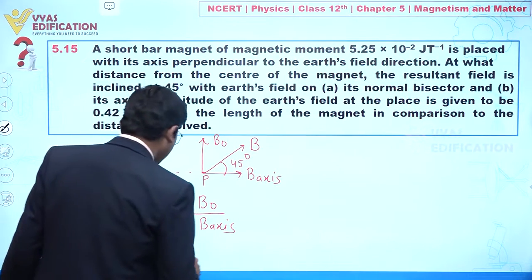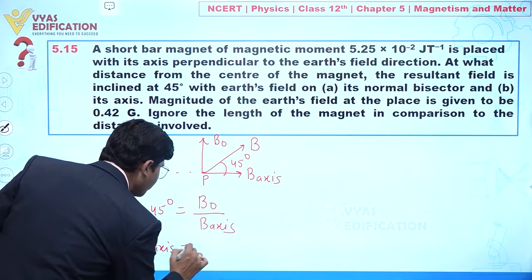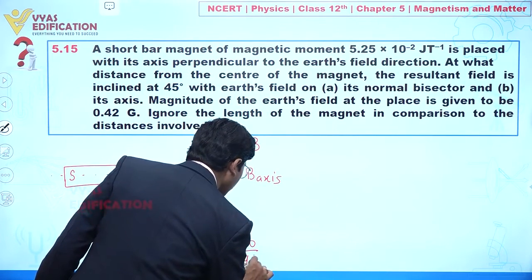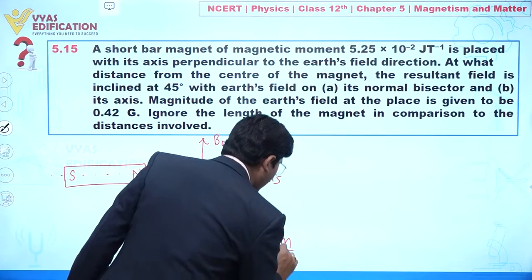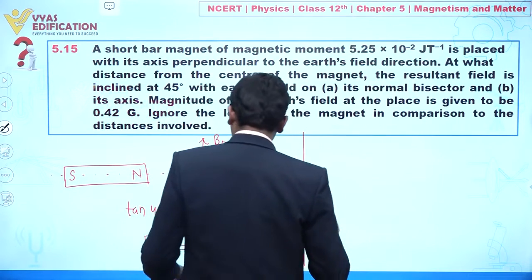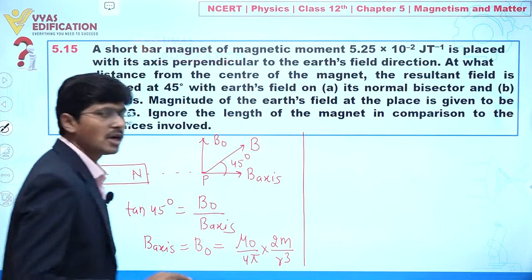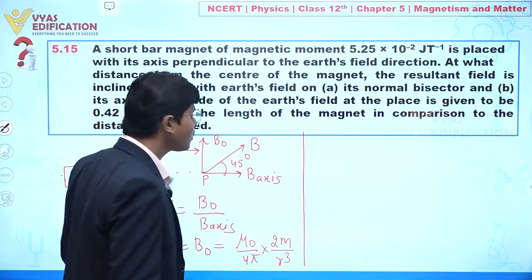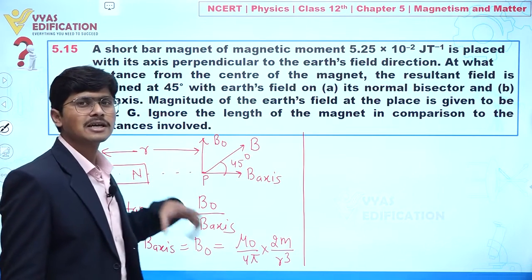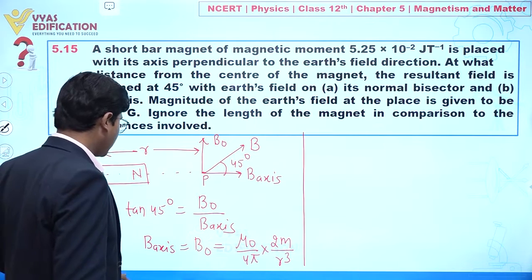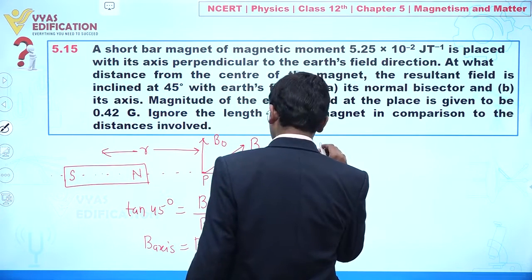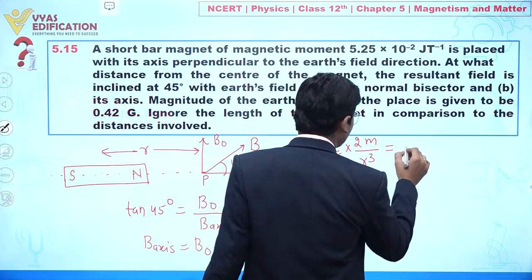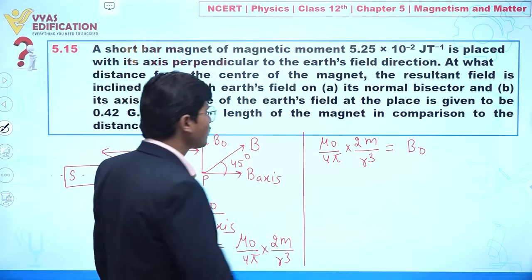Yes or no? So from here we can write like this. The value of B axis is equal to the value of B naught. And for a short bar magnet, we can write like this: mu naught upon 4 pi into twice m over R cube. Clear to you? So now we can also write here the value of R. Clear? Now what is R here? R is the distance of this point P from the center of this short dipole, short bar magnet. Actually we can resemble it as a dipole, but actually this is a magnetic dipole. So now we can say this is B axis, equal to mu naught upon 4 pi into twice m over R cube, and this is equal to B naught. Clear? The value of B naught is given to you. So can we find here the value of R cube?